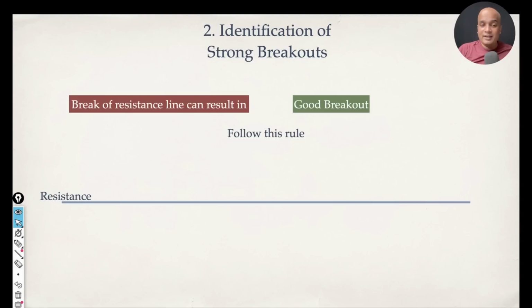Let's say there is a resistance trend line. Price breaks the resistance trend line with a big breakout candle. That is very important. And the selling wick is very less. On the breakout candle, the selling wick is very less, let's say less than 20%. Then there is a high possibility of a good breakout after that. That is the sign of a good breakout.